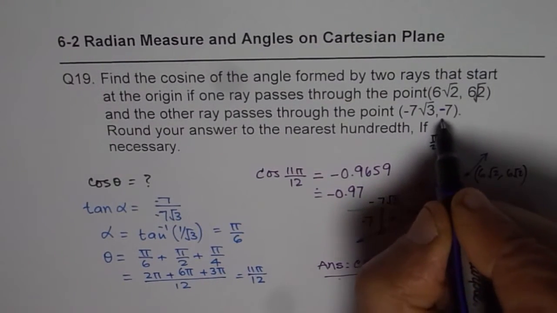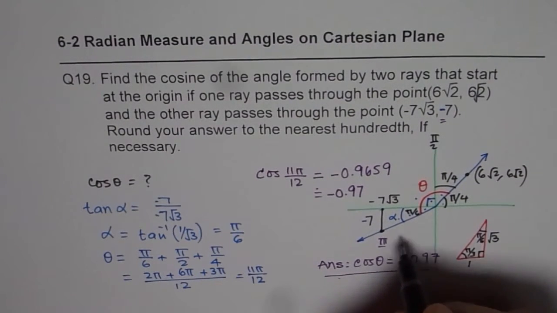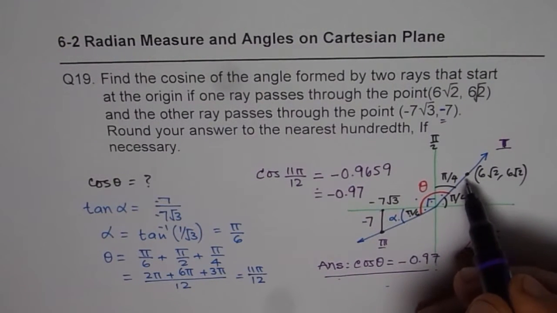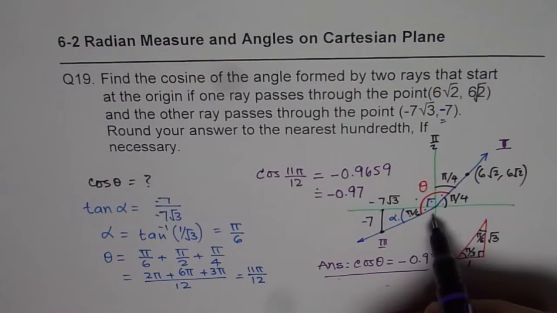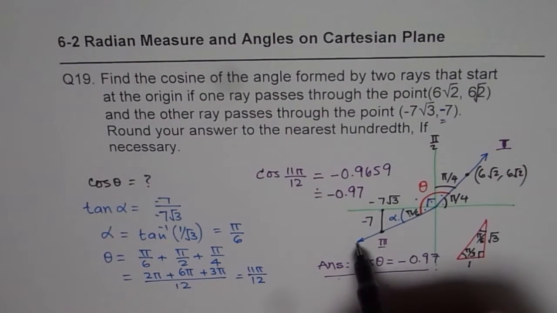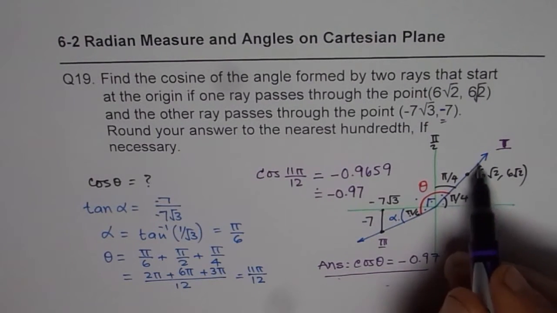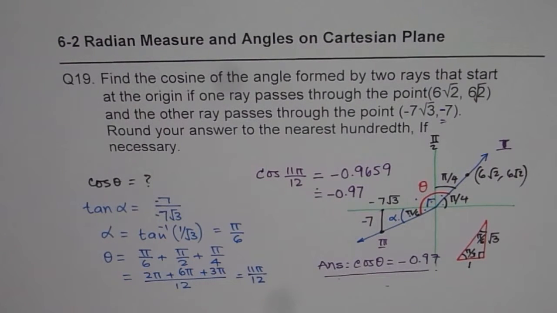Remember, I changed my equation here. The y value, I made it minus since I had drawn by mistake in quadrant 3. So we have the first point in quadrant 1, which makes an acute angle of pi by 4. The other point, we took minus 7 square root 3, minus 7. So it came in quadrant 3 with the acute angle of pi by 6. So adding the angles in between the two rays, we got an angle of 11 pi by 12, which gave us a cosine value of minus 0.9659, rounded to minus 0.97.